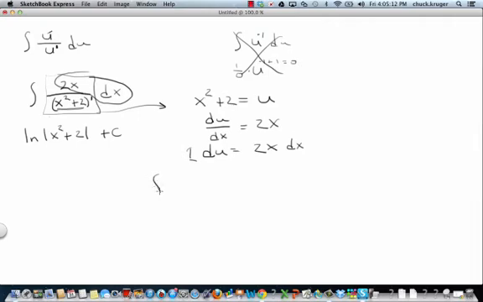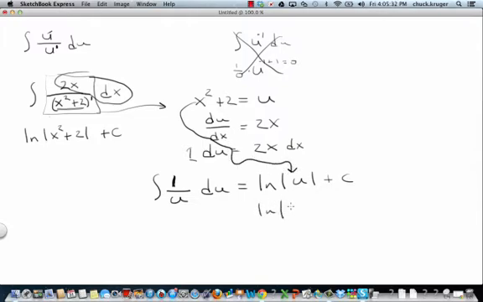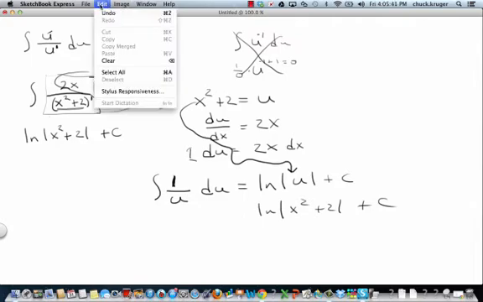So when I rewrite it, up here I'm going to have a 1. Down here I'm going to have a u. And over here I have du. And the antiderivative of that is going to be the natural log of the absolute value of u plus c. And then I'm going to take this value right here and put it into u, and I'm going to have the natural log of x squared plus 2 plus c. All right, so that's kind of where we're heading.